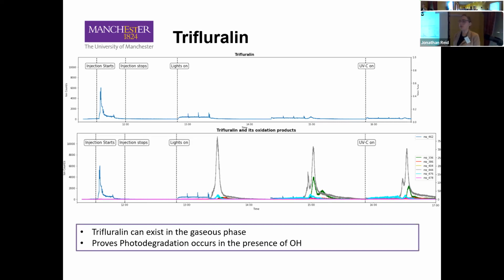What we've done, we've moved into the Figaro heating mode, and the trifluralin isn't in the particle phase at this point. It's very volatile. It's not expected to be in the particle phase. However, some of the products that we've observed have been. So this is actually interesting because we might be able to infer some volatility of these products.